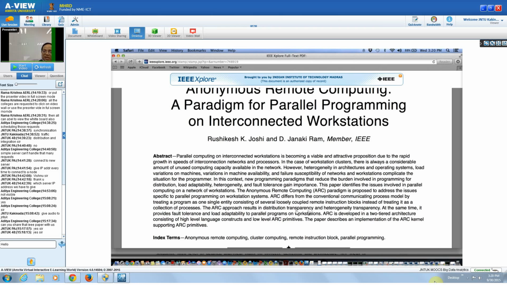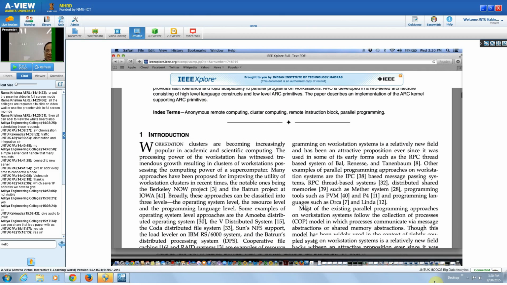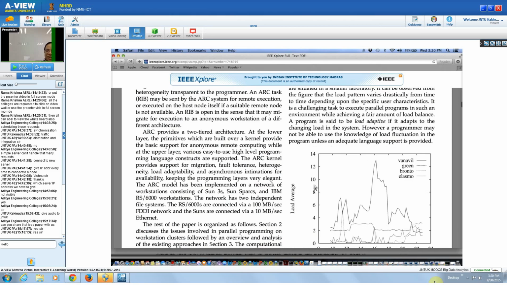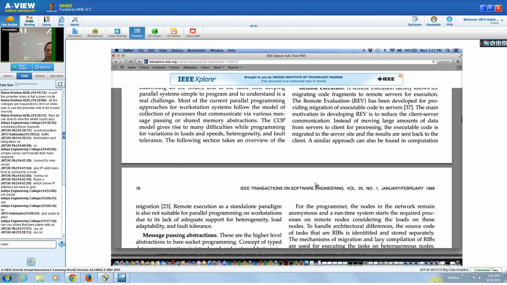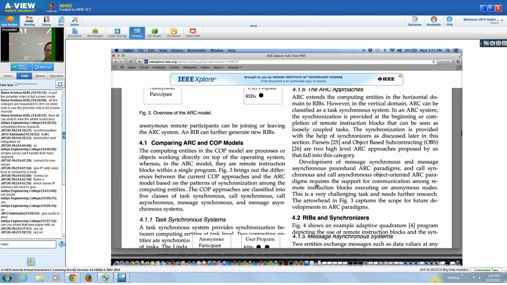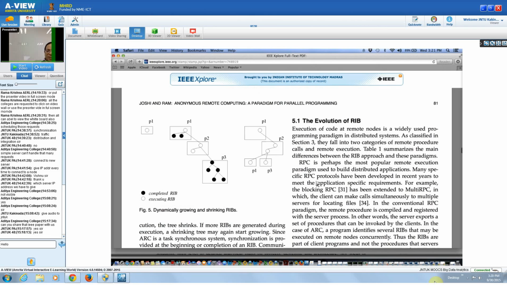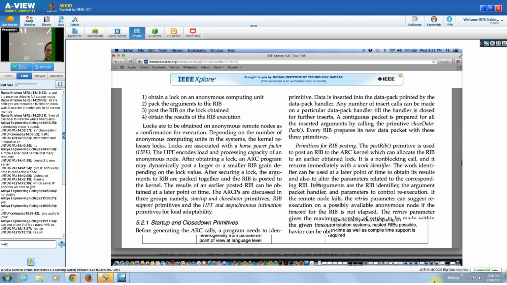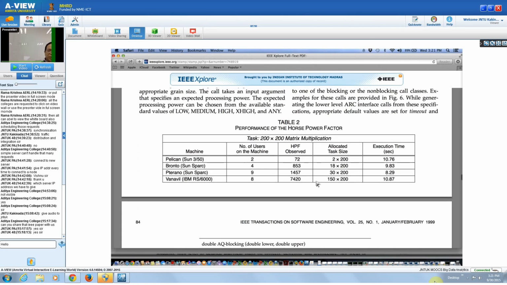ARC differs in the sense that you just have a single program entity that goes as remote instruction blocks and gets executed. This is a very detailed paper. If you actually read this, it tells what the unused capacity available is. The more interesting result, which Professor is asking about, comes somewhere down the line. This is available as part of the grid computing textbook that we give.